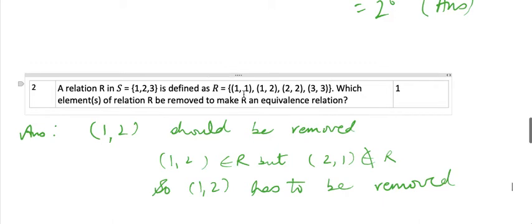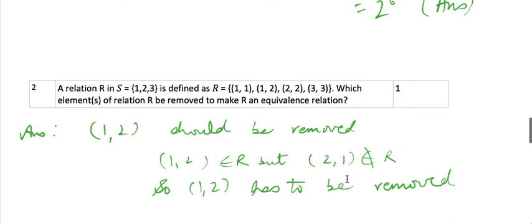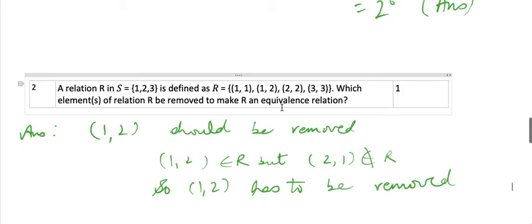relation is reflexive. (1,1), (2,2), (3,3) are there, and if (1,2) is there, (2,1) is not there, so it can't be symmetric, because if (1,2) is there, (2,1) also has to be there. So I need to remove (1,2), so that the relation is reflexive, symmetric and transitive. And (1,1) again is symmetric, (2,2) symmetric. It is satisfying the property.